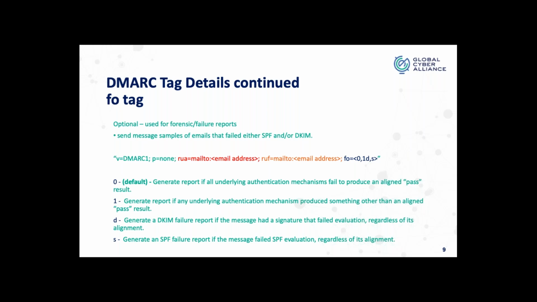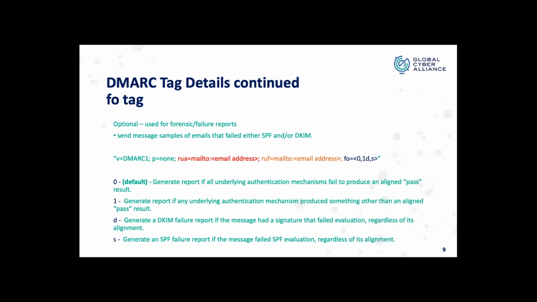This is only to be used if you actually have the ruf tag, otherwise it doesn't apply. If you don't put in ruf, that means you're not getting forensic failure reports, so the fo tag is not really going to apply, even though technically the default setting would be in place. So you have various options. The default value is 0, which means that if all authentication mechanisms, so DKIM and SPF, fail to produce an aligned pass result, then trigger a forensic report.